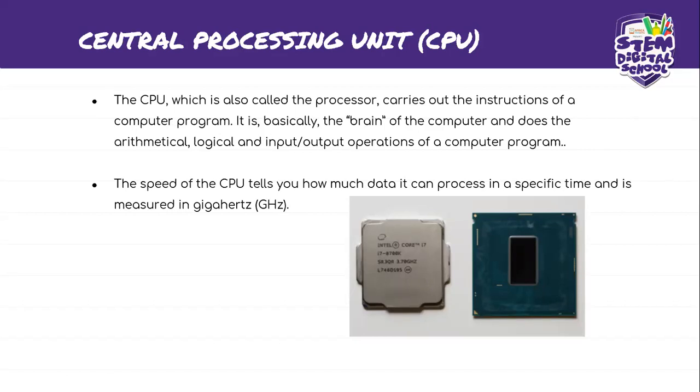The CPU carries out... it is like the brain. Yes, it is basically the brain of the computer, and it does arithmetical, logical, and input or output operations of a computer program. So the CPU is important. The CPU is like the brain of the computer.